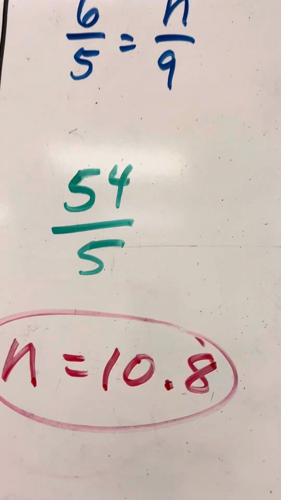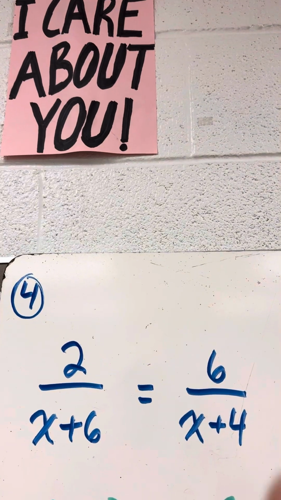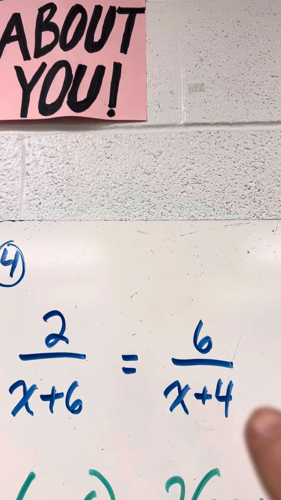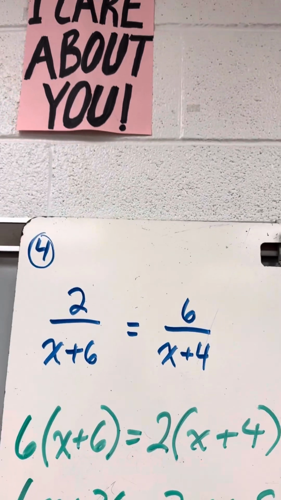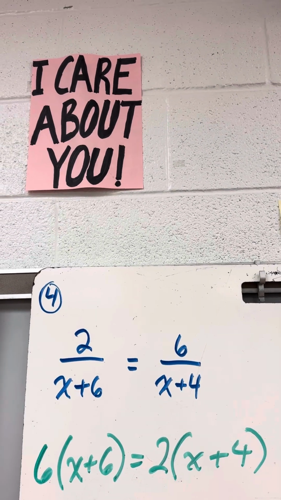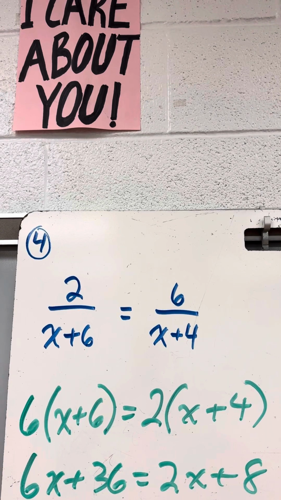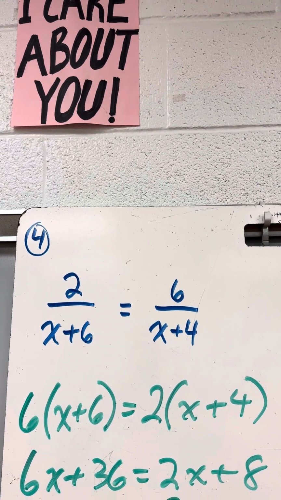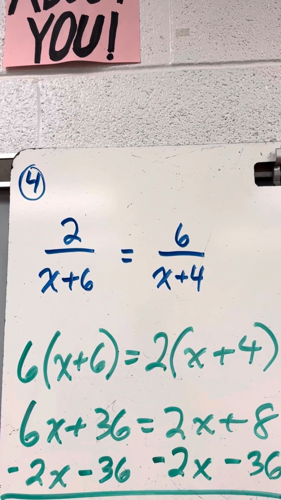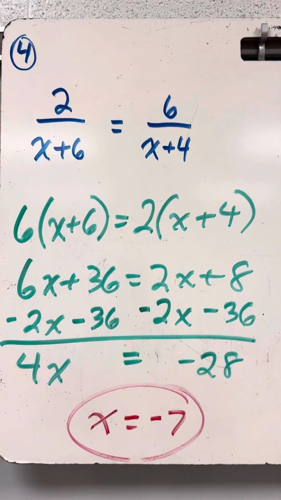Okay, so here, what we're going to do is we're going to say 6 times x plus 6 equals 2 times x plus 4. And then we're going to distribute, okay. 6x plus 36 equals 2x plus 8. I'm going to minus 2x from both sides. I'm also going to minus 36 from both sides. I get 4x equals negative 28 and x equals negative 7.